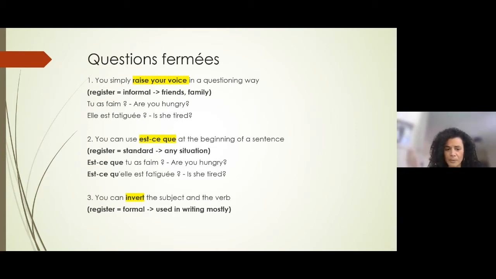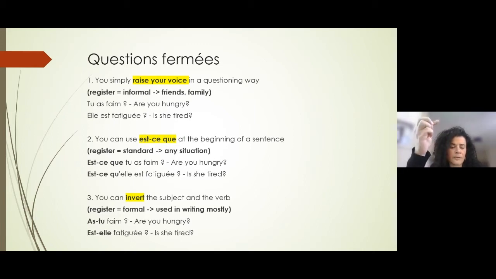So question fermée, I repeat, is only for yes, no answers, and we don't have an interrogative pronoun. The answer is yes or no. We have three structures. You raise your voice, you put est-ce in front, or you invert the verb and the subject. So an example, sorry, I forgot. So when you invert, as-tu faim? Are you hungry? Est-elle fatiguée? So you see, if you look at the first structure, all I've done is invert the verb and the subject.